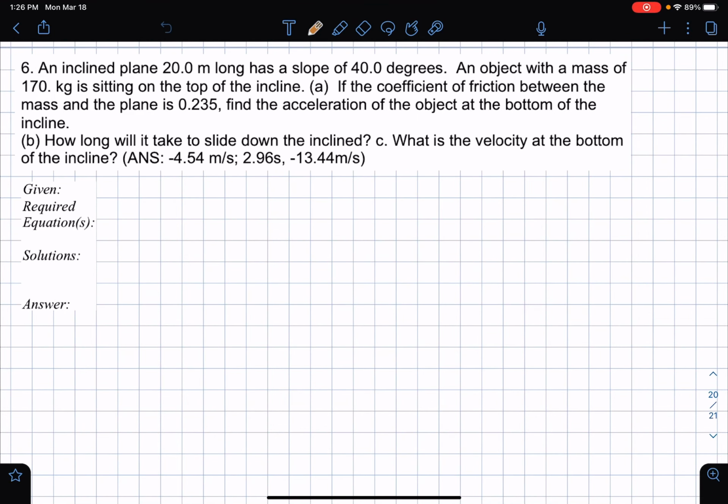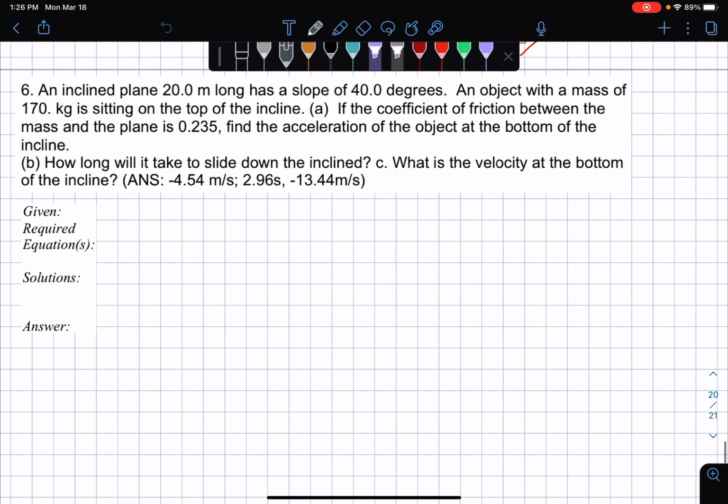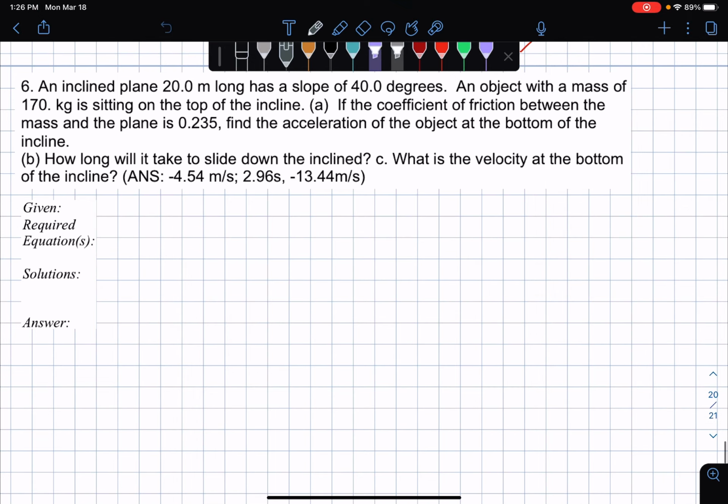Okay, in this video, we will be continuing answering questions regarding inclined planes, forces on inclined planes. So for number 6, this is where we're supposed to start. We finished number 5 in the previous video, so we'll be continuing to number 6.